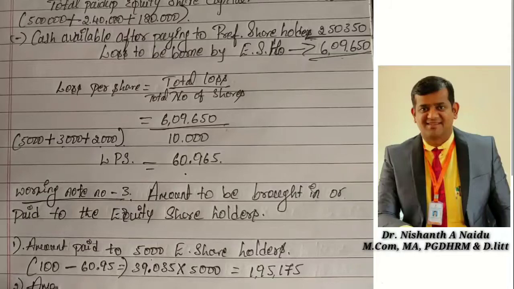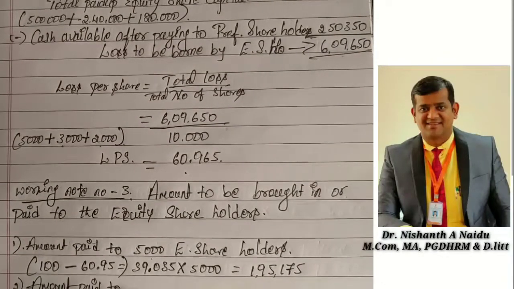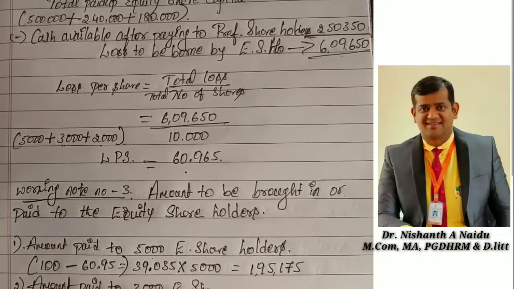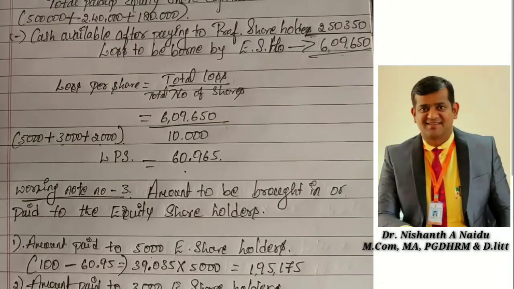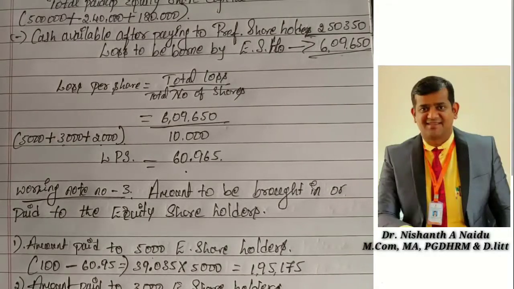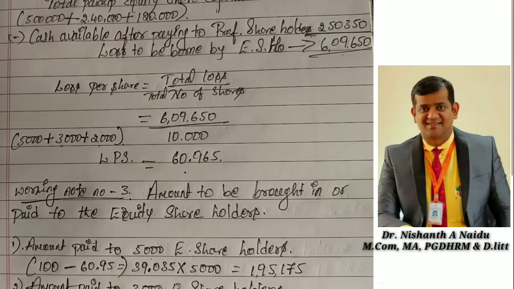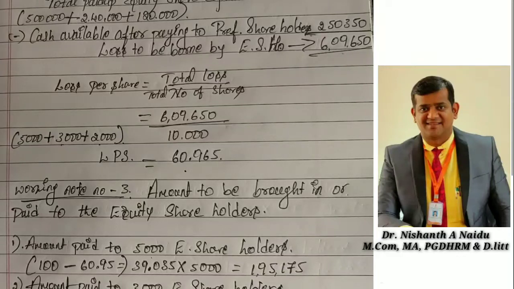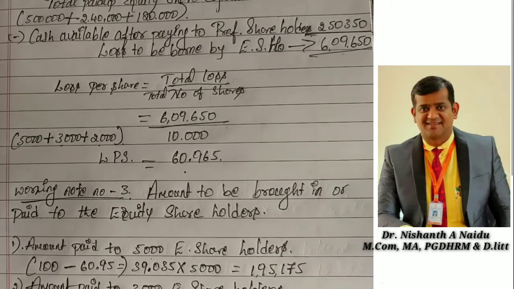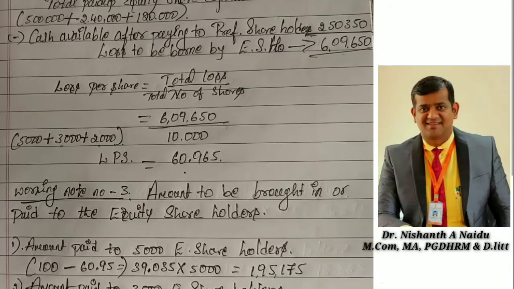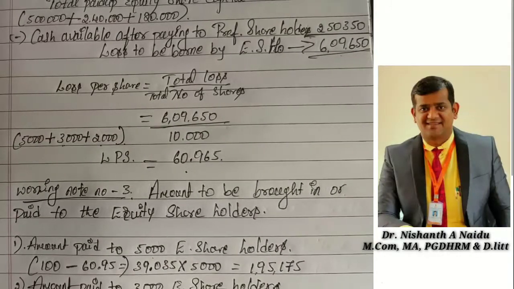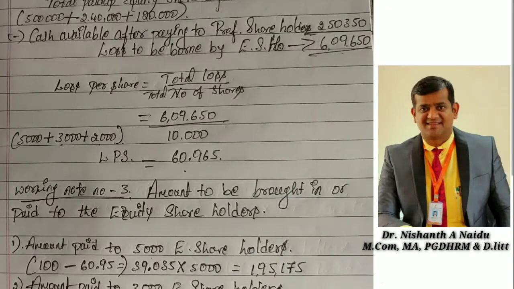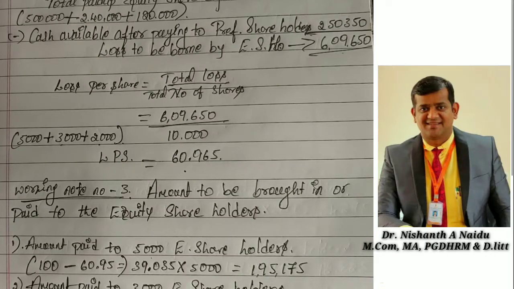Second one, amount paid to 3,000 equity shareholders. Why paid again? Because they have paid rupees 80 per share, correct? 80 minus 60.965, that is 19.035. Yes. 19.035 into 3,000. So if you do that, how much are you going to get? 57,150.